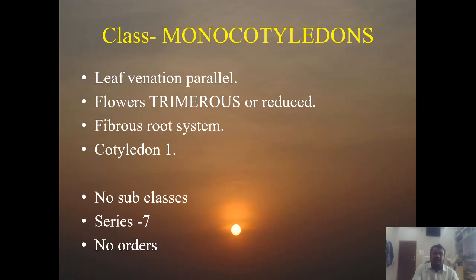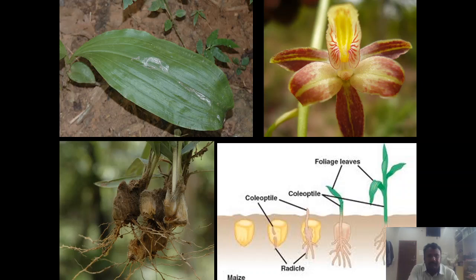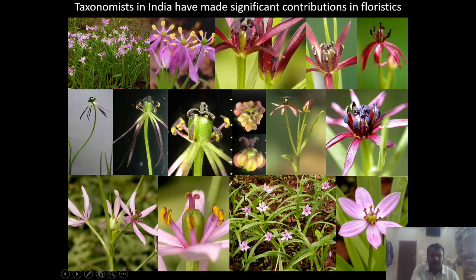Again, class Monocotyledons. Leaf venation is parallel, flowers trimerous or reduced. Fibrous root system, and only 1 cotyledon. No subclasses, no orders, only 7 series are present. Here you can see parallel venation, trimerous flowers, fibrous root system and then single cotyledon is present. These are some of the best examples for monocots.